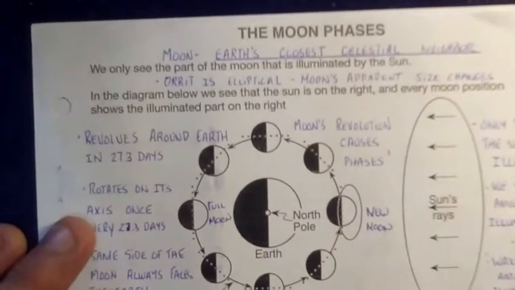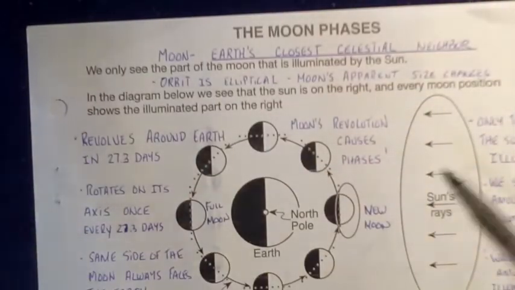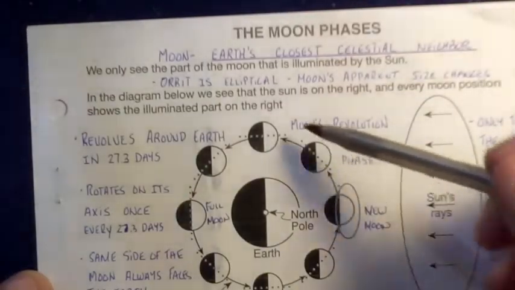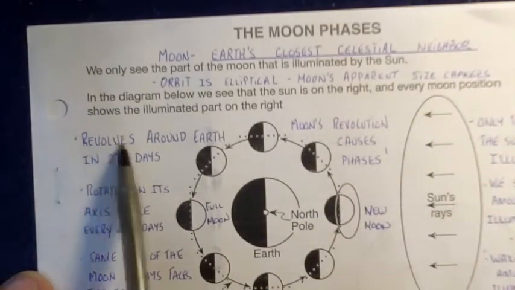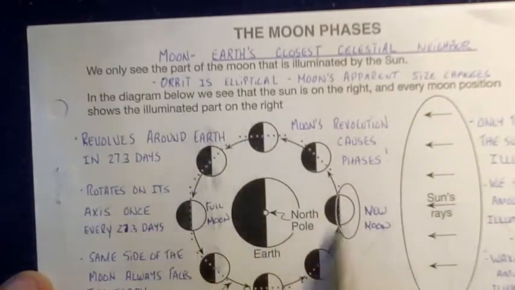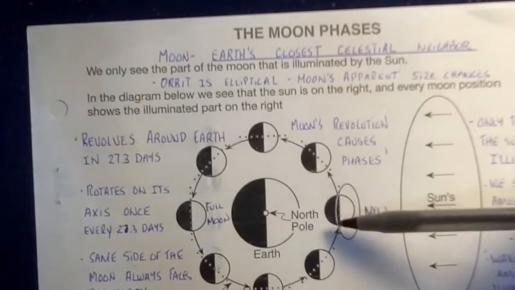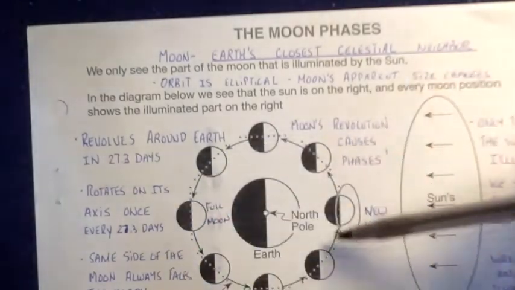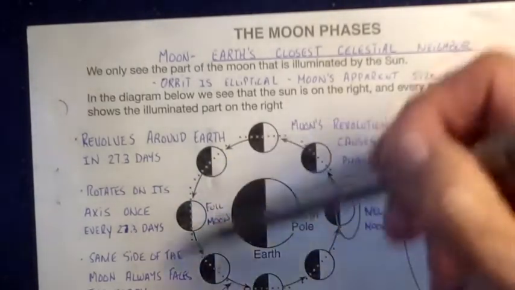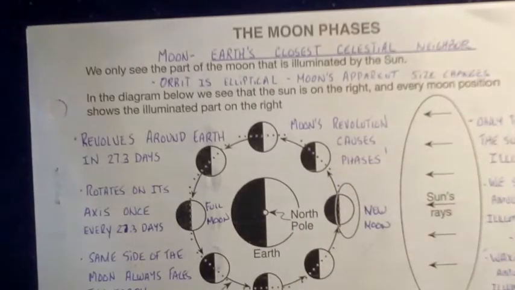All this information we have on this note sheet here, and as it says, it takes 27.3 days for the moon to revolve around the Earth, to orbit the Earth one time. So you might think that it takes 27.3 days for the moon to go from new moon back to full moon. However, that's not the case.